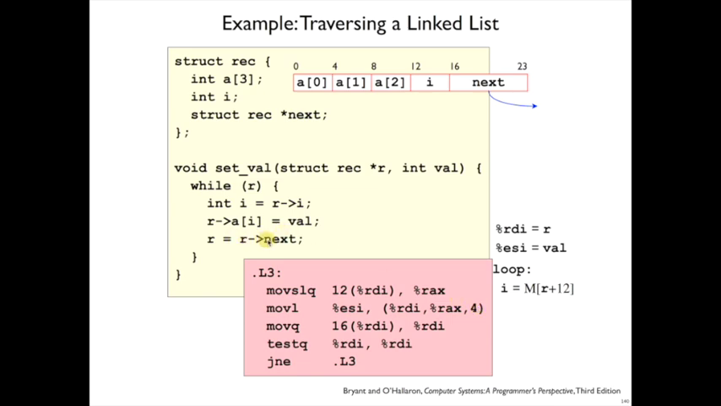Finally, we need to do r next and move that into r. So that's what you see here. We take RDI plus 16. That gives us the next field, and move that into RDI. So we replace r with r next. We make sure that it's not null, and if so, go back around the loop.